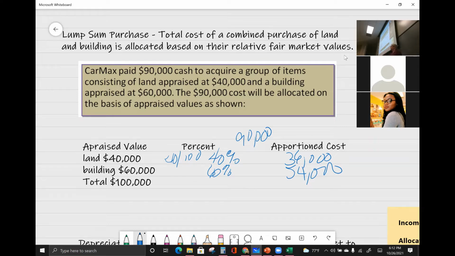Make sense? So we only paid one price, 90,000. And the way you come up with your percentage here is to do this. Look at your appraised price or your fair market value price, whatever it gives you in your problem, and add them up, get a total, and then whatever the fair market value is for each one of those assets, you just divide by that total to come up with a percentage, and that's the percentage that you multiply the total you paid to come up with what you would put on the books.